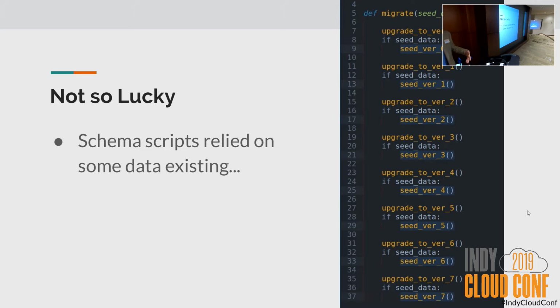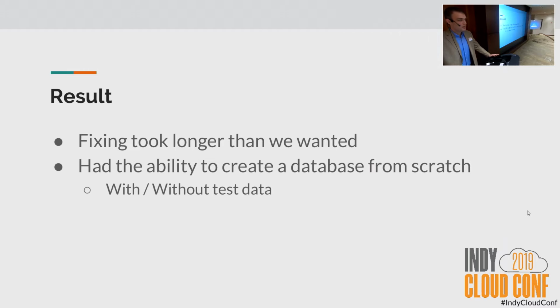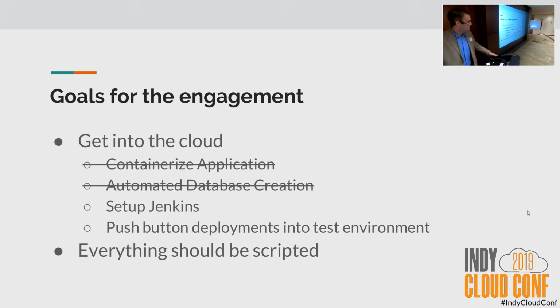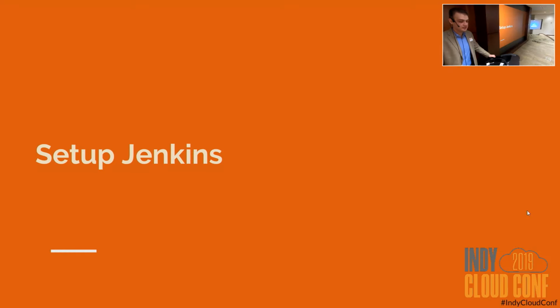We weren't so lucky because the scripts were written in a way that, although their names said this one deals with the schema and this one deals with adding data, some of the schema upgrades relied on data that existed in the other set of scripts. So we had to manually go through and untangle that and move the right commands that address the schema into their own files. So it took longer than we wanted, but we got there. We had the ability to create a database from scratch with and without test data, which is what our QA team needed. It's fairly easy.